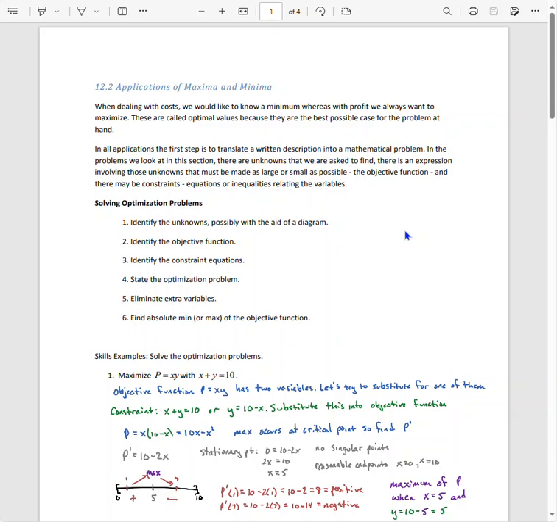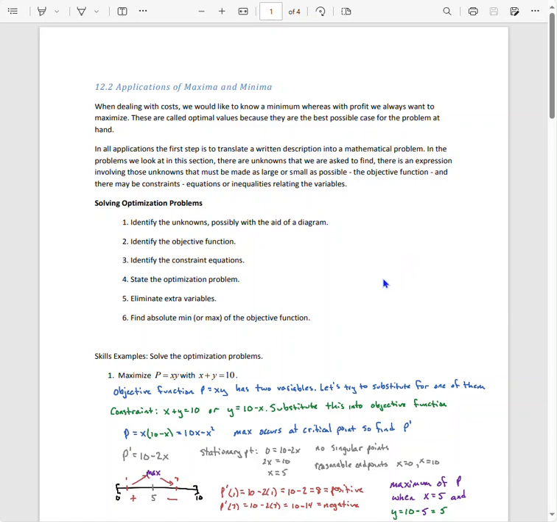So in the problems we look at in this section, there are unknowns that we're asked to find. There's an expression involving those unknowns that must be made as large or as small as possible. Our objective, our optimization problem. This will be our objective function, and there may be constraints, equations or inequalities that relate the variables. Like we have to have a positive side length of a measurement of a square, right? So a math problem might give you a negative answer, but the reality of the actual application means we can't have a negative. So we look at things like that.